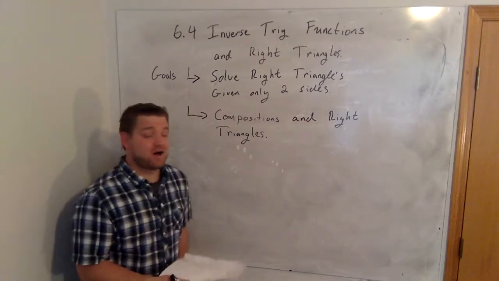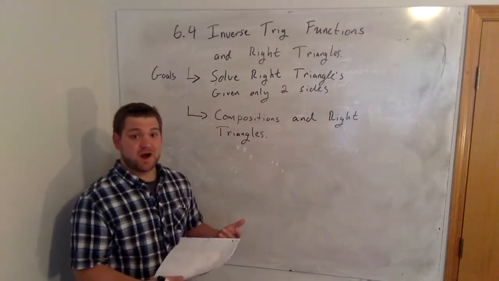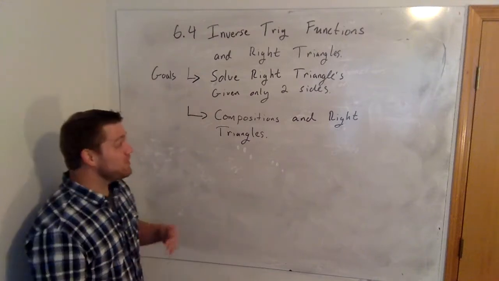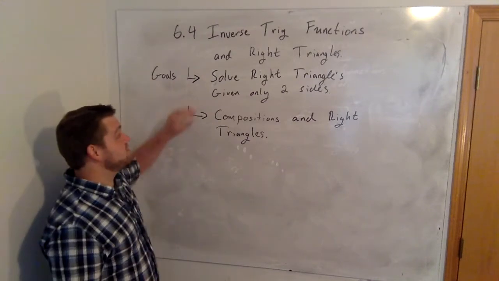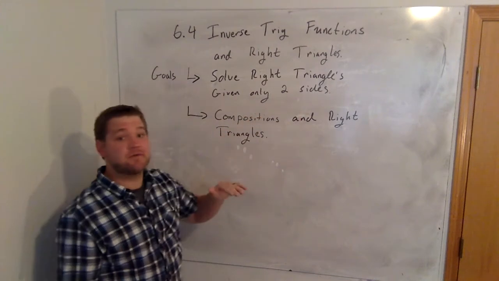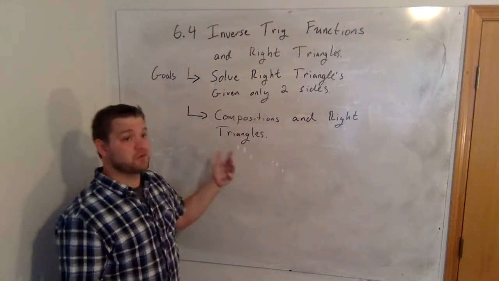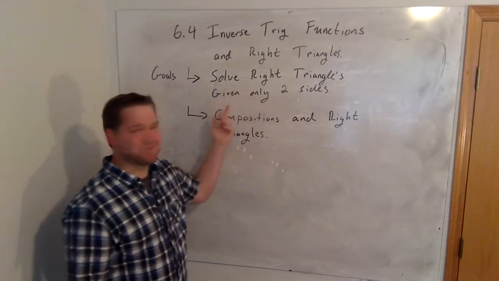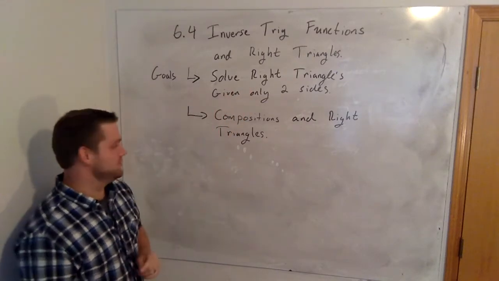Oftentimes when you're thinking about triangles, you don't necessarily know an angle, but you do know two sides. So what we're going to be able to do in this section is, given a triangle, if I know two sides of a triangle, I know everything about that triangle. I know the third side, and I know all three of the angles. Well, you'd already know one since it's a right triangle, but you would be able to find the other two.